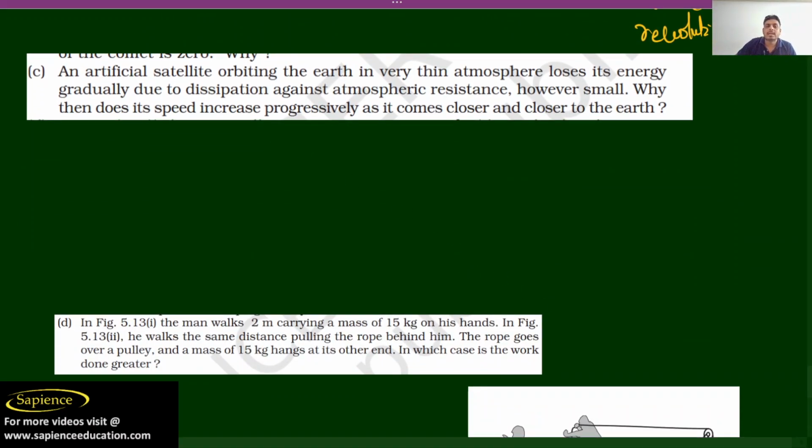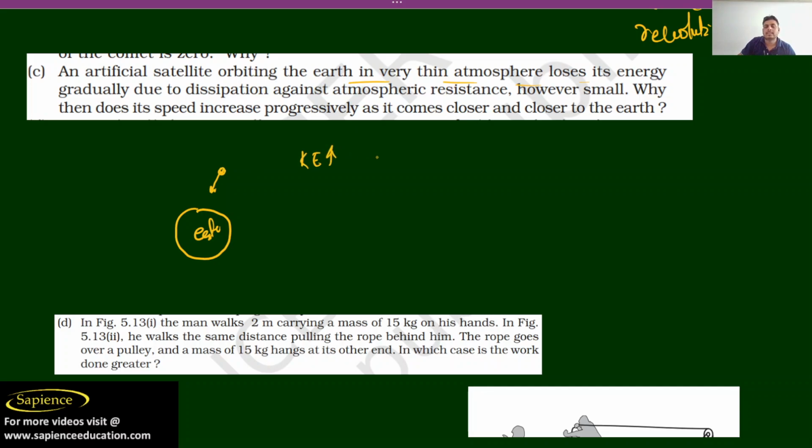Now see, an artificial satellite orbiting the earth in a thin atmosphere loses its energy gradually due to the dissipation against the atmospheric resistance, however small. Why then does its speed increase progressively as it comes closer and closer to the earth? So question you need to understand, this is your earth and there is a satellite. As the satellite is coming toward earth, what happens?